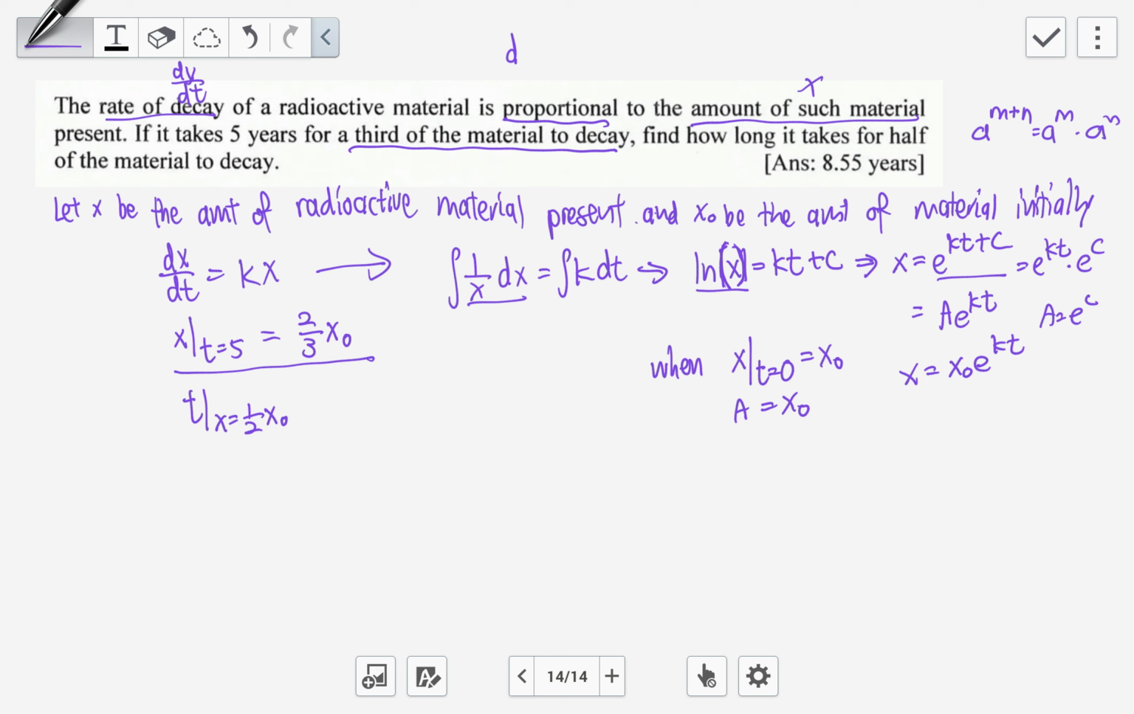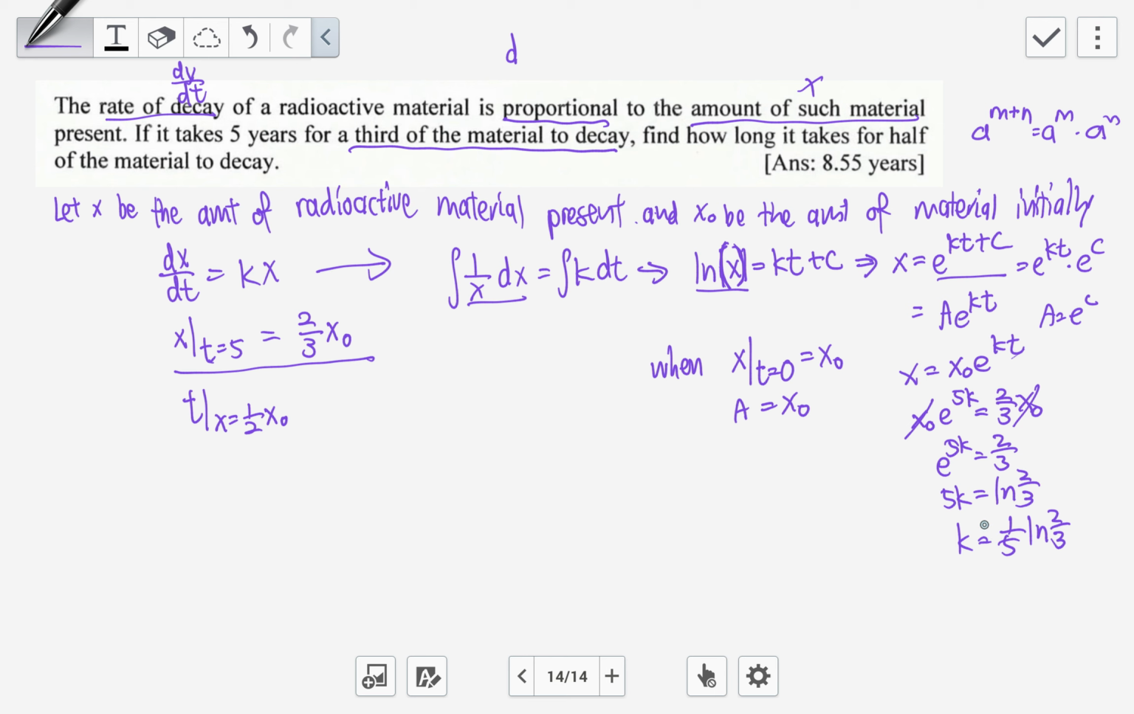Since x when t equals 5 is just x0 e^(5k), that equals 2/3 of x0. I'm just using this equation and substituting t equals 5 into it. So x0 cancels, we divide x0 on both sides, and we have e^(5k) equals 2/3, and that is just 5k equals ln 2/3, so k equals 1/5 ln 2/3. Okay, so that would be my k.